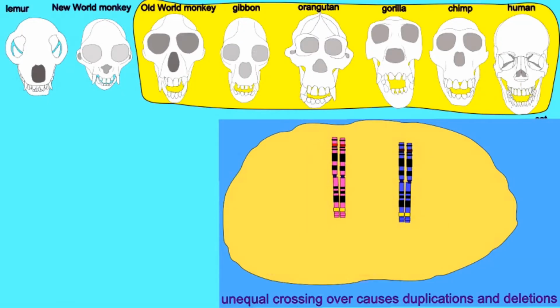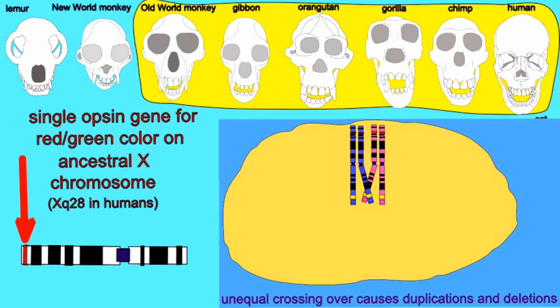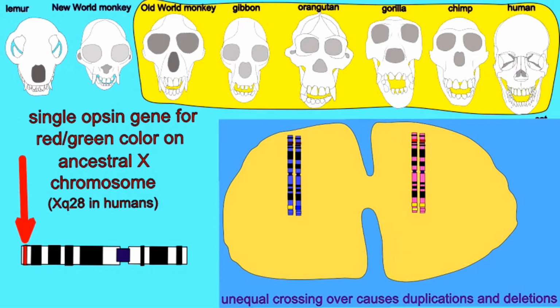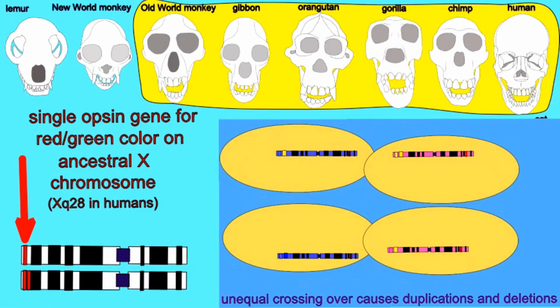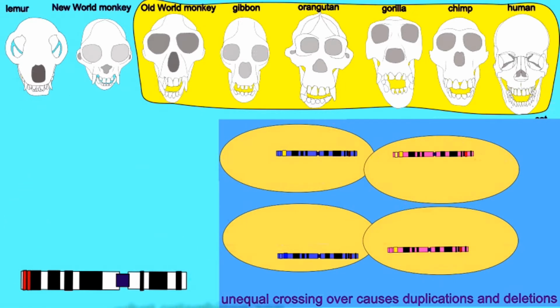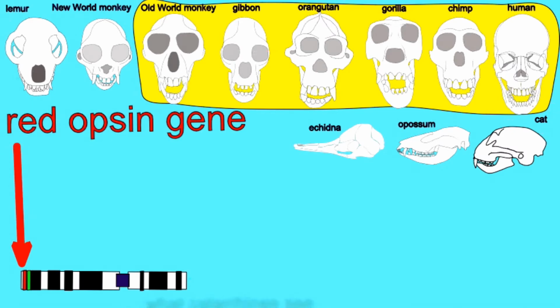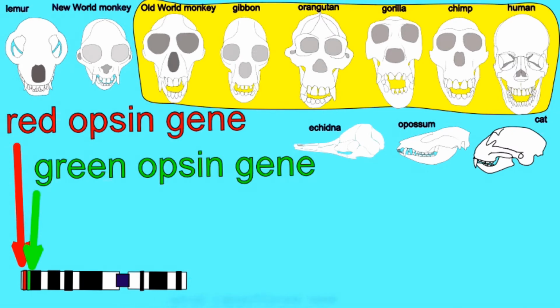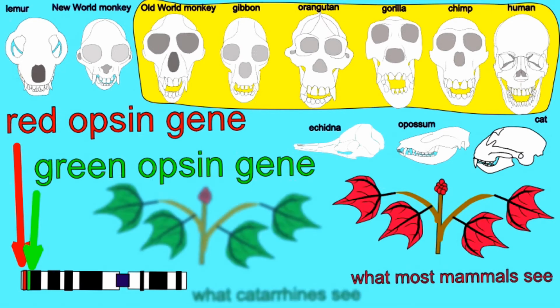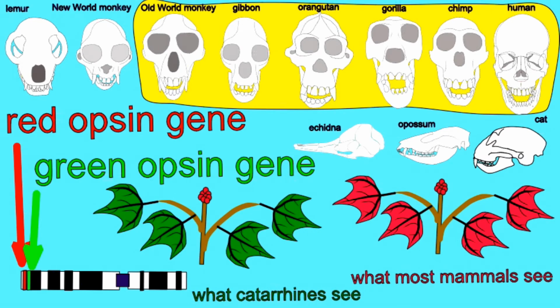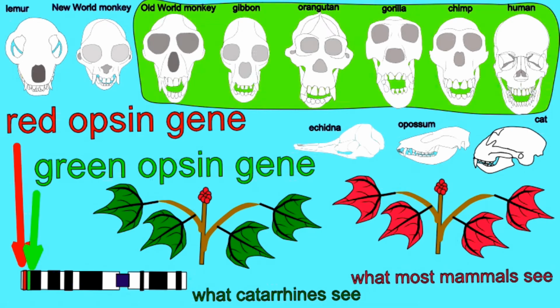In ancestral catarrhine primates, these would be the old world monkeys, apes, and humans, genetic duplication of an opsin gene on the X chromosome then allowed for two opsin genes to specialize in red light versus green light, and thus the trichromatic color vision which catarrhine primates have that most mammals lack.